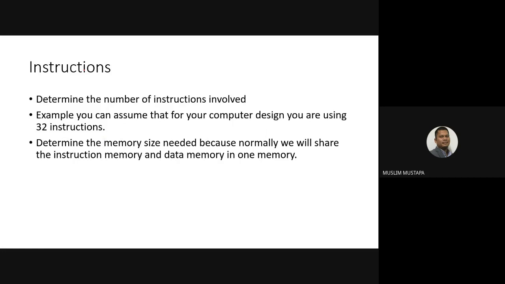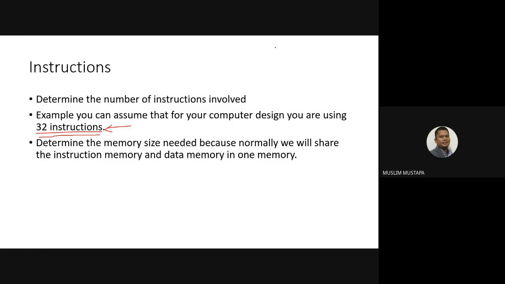Okay, so for example, when you are asked to design a processor, the first thing is that you have to determine the number of instructions involved. If the question didn't tell you the number of instructions involved, then you can assume. But if they already tell you, then you have to use the number that the question tells you, right? In this case, let's say the question didn't mention it, so we can just assume. For example, for our computer, we have 32 instructions. So we are using 32 instructions, right? That means we need a space to store 32 instructions in the memory, right?